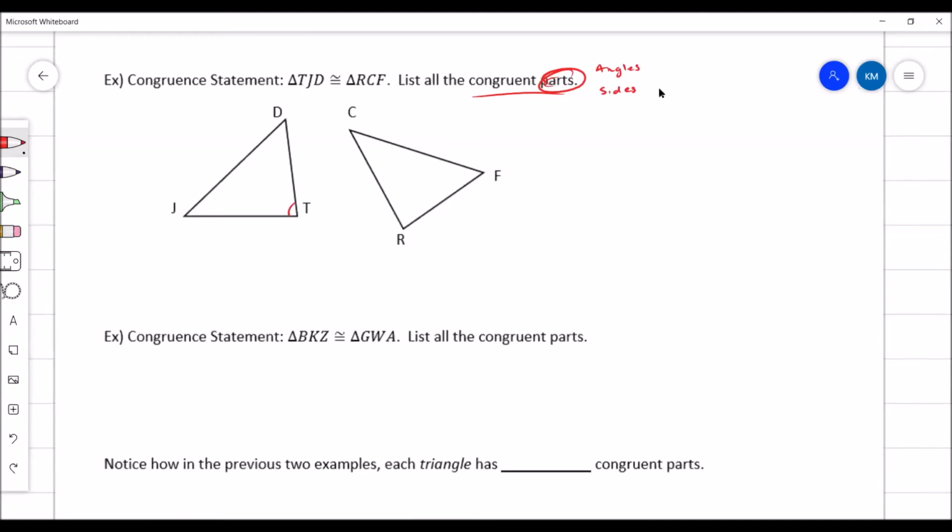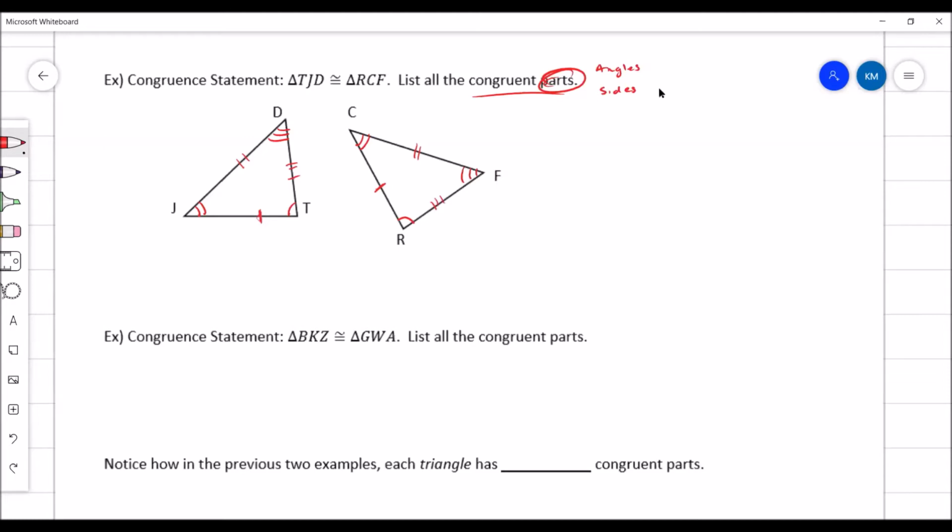T goes with R. C goes with J. J here, C here. D goes with F. 1, 2, 3. 1, 2, 3. Okay, and then I'm going to do the same sides as well. So TJ should be equal to RC. JD should be equal to CF. And then the remaining side, DT, should be congruent to RF.